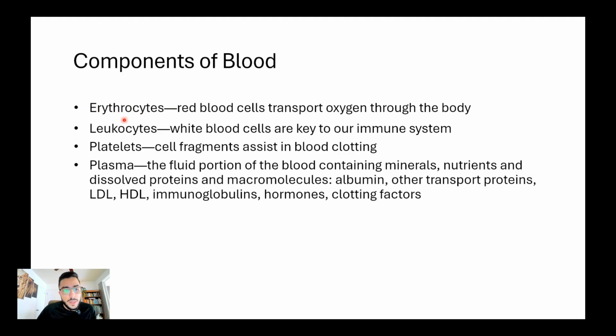You have erythrocytes, which are the red blood cells that have one main role, which is to transport the oxygen through the body. You have the leukocytes, aka the white blood cells, and these are important for the immune system. You have platelets, which are the cell fragments that assist in blood clotting. So these platelets are basically broken down cells that kind of bind together and are able to allow for blood clotting to happen. And then you have plasma.